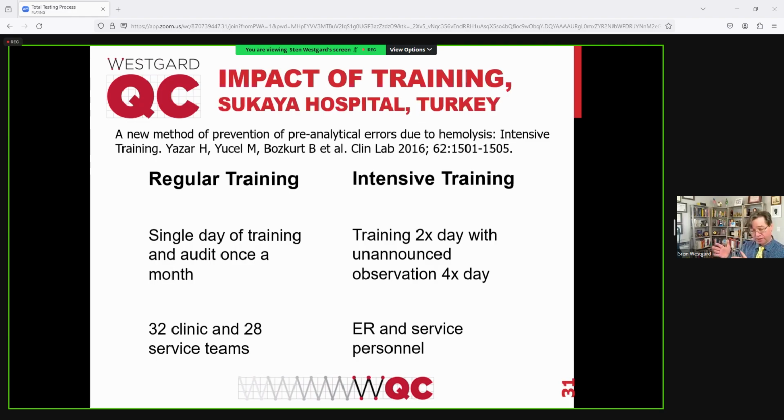And then the other option is intensive training. We're going to train you twice a day. We're going to come and look over your shoulder up to 4 times a day to make sure you're doing this right. And that's just focused on the ER.